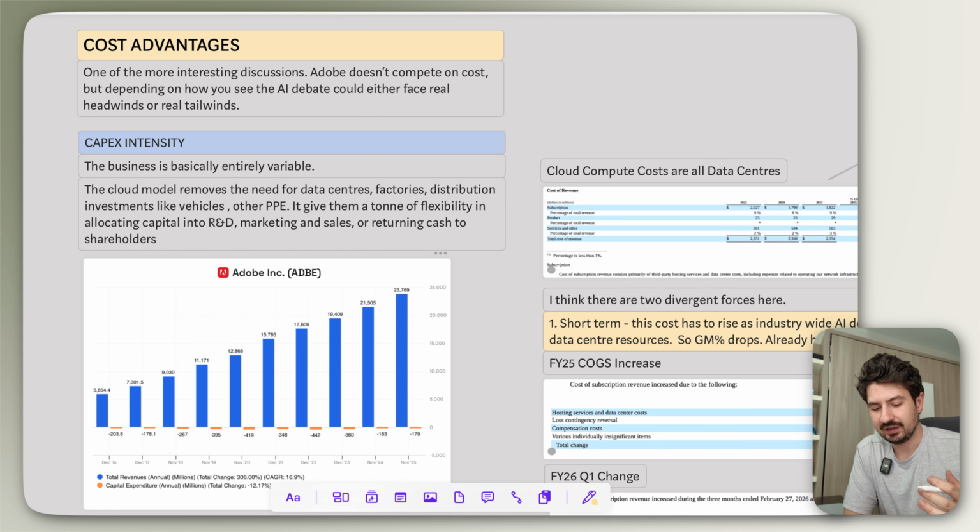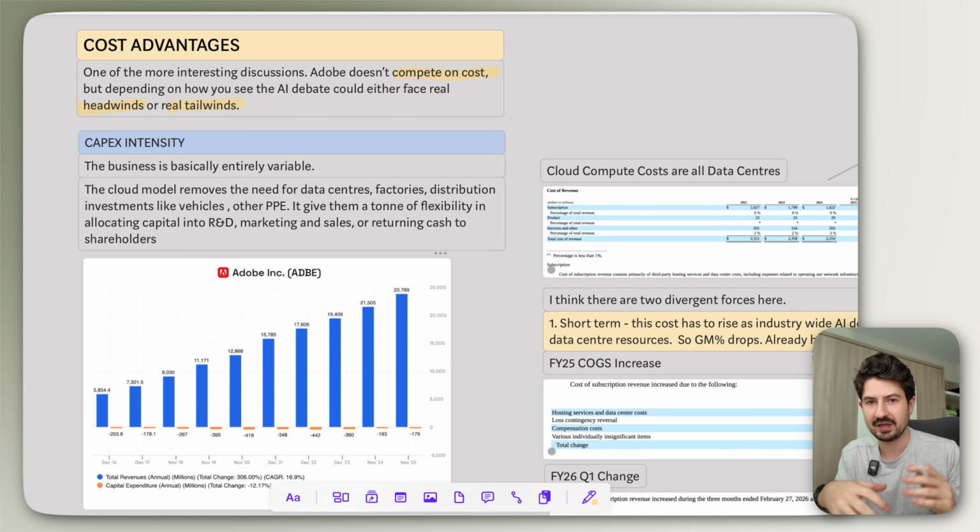Okay, so cost advantages are the last moat subject that we're going to talk about, and I think it's one of the more interesting ones. Adobe doesn't really compete on cost, but depending on how you see it, the AI debate could either bring real headwinds or real tailwinds based on what happens and how you want to frame it.